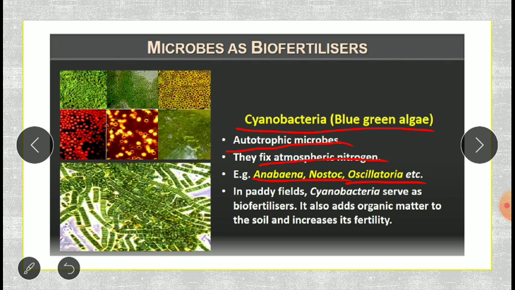These are mainly used in the paddy fields as biofertilizers. It also adds organic matter to the soil and increases its fertility. So this is the cyanobacteria as a biofertilizer. This is all about the microbes used as biofertilizer. With this, we end your lesson, that is, microbes in human welfare.